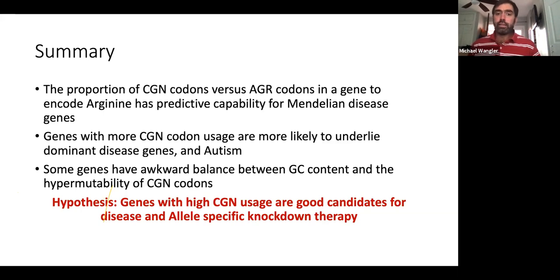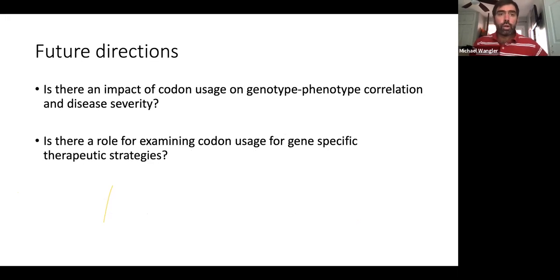So the hypothesis is really that these CGN genes are good candidates, and we should think about them for allele-specific knockdown therapy because they're going to occur over and over again. And so if you have a gene and you have a site like this, it is the perfect site to start with for any therapy that would target a specific allele. So, and that's kind of where we're going.